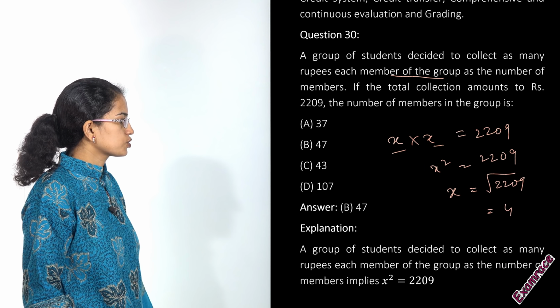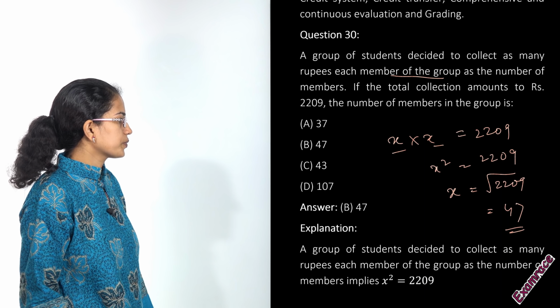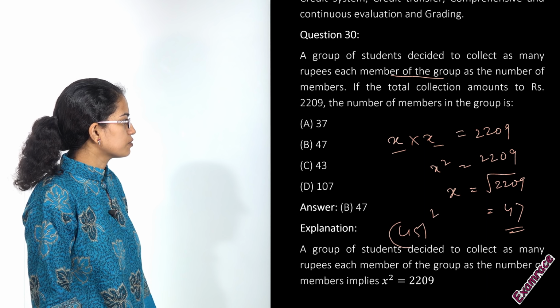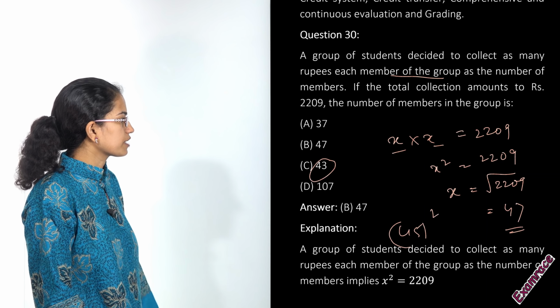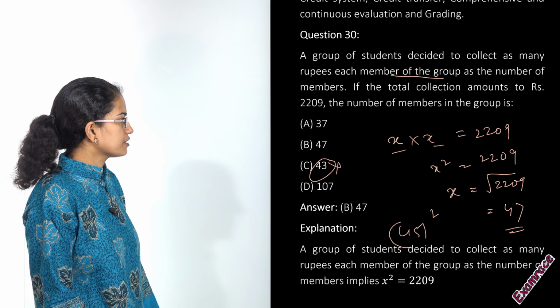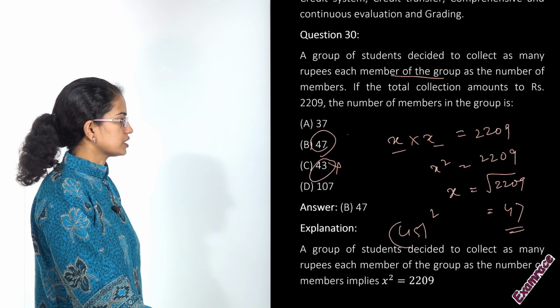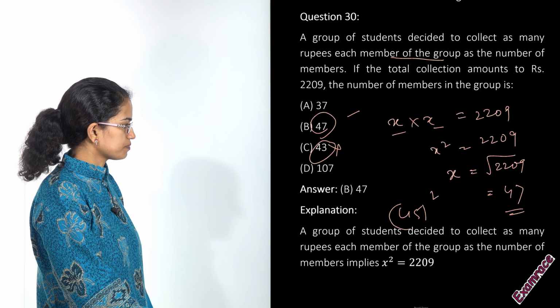Now even if you know the squares of 45, you can estimate the closest value won't be 43, because it's less than 45 and the value is less than that, and it would be 47. The rest of the choices are far off, so you can simply ignore those.